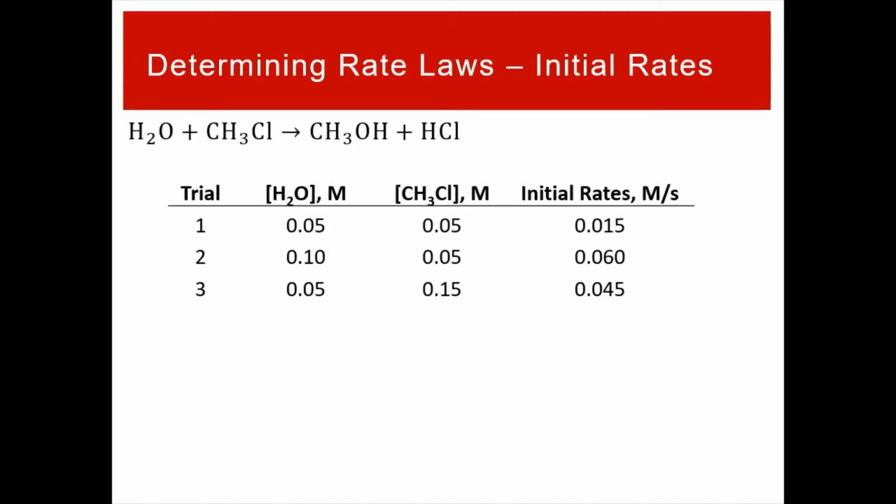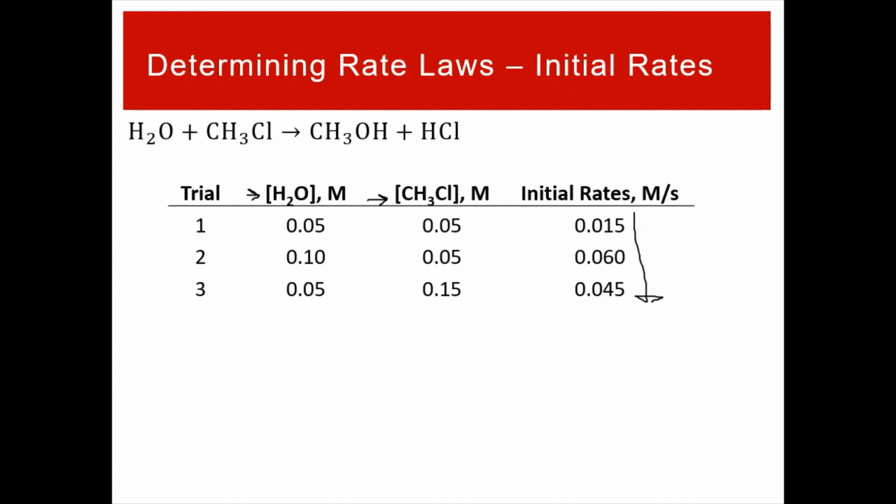I've got the reaction of H2O plus CH3Cl becoming CH3OH plus HCl. We're going to do this reaction, and we run the reaction multiple times. What we do is we set up some initial concentrations, an initial concentration of water and an initial concentration of CH3Cl, and then we measure the initial rate for those different trials.